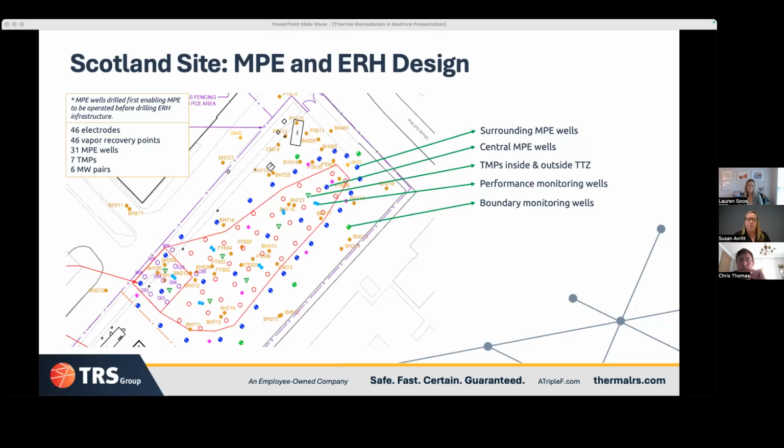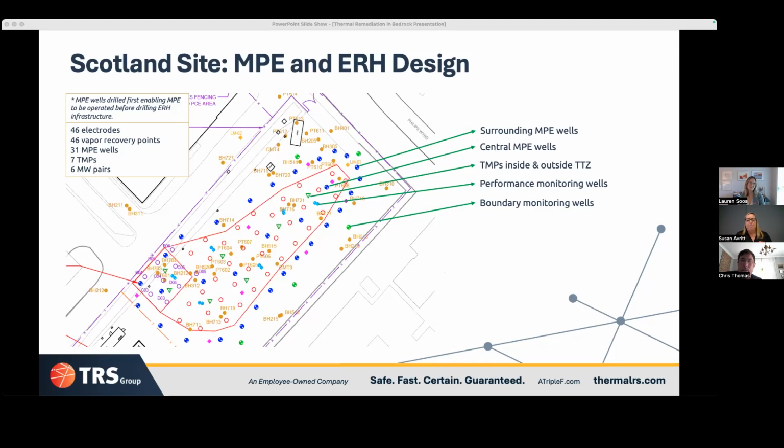This was a highly fractured sandstone aquifer. There were nearby receptors. There was a creek where the groundwater was discharging to, up there where Lauren's mouse is. There were also, to the bottom of the page, residences. So there was concern that if contamination migrated in that direction, it would become a vapor intrusion problem for those residences. So it was a very conservative approach.